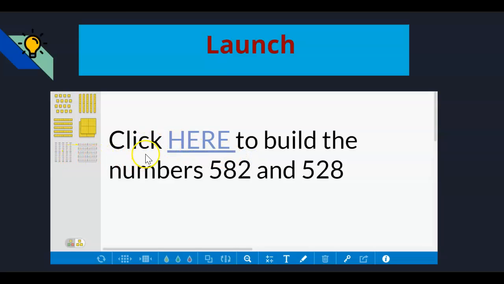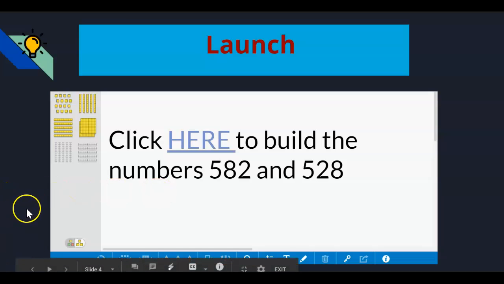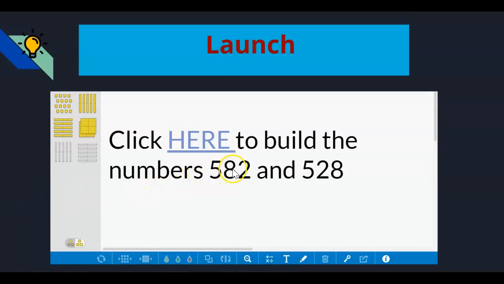Our next slide, on your slideshow, and you're going to follow me in just a second with this, we're going to click right here in just a minute to build the numbers 582 and 528. So what I want you to do first is to open up your math notebook and let's write these numbers down. So open up your math notebook and I want you to write down the two numbers that we have right here, 582, 528. And remember, you can pause this video as often as you like.